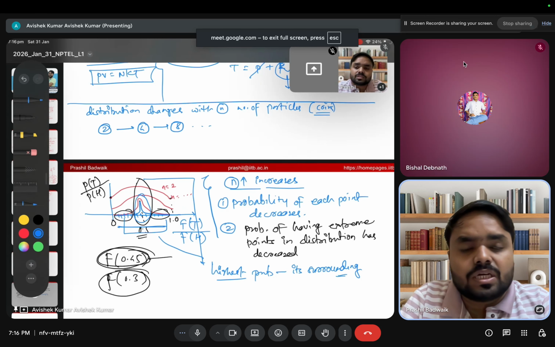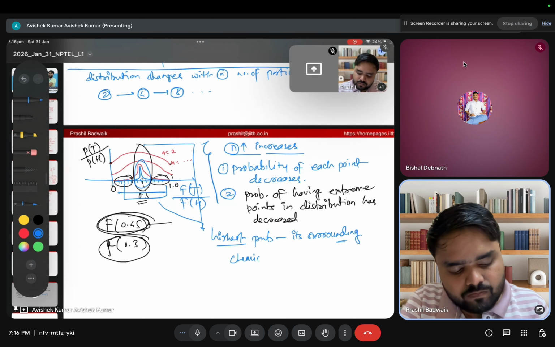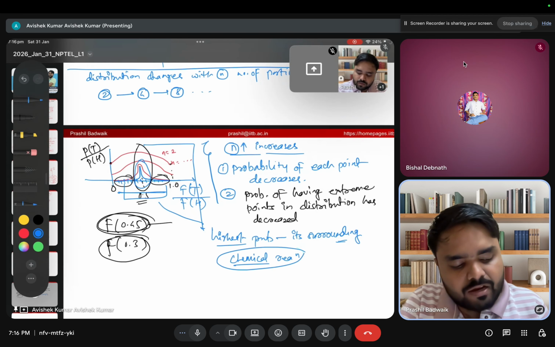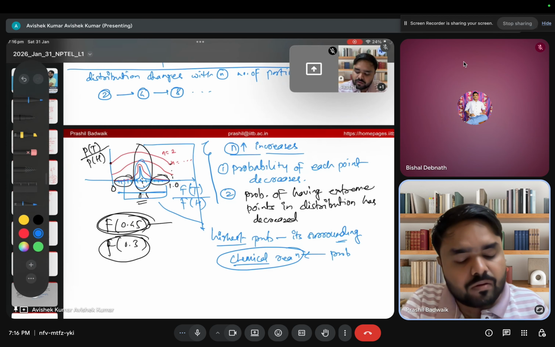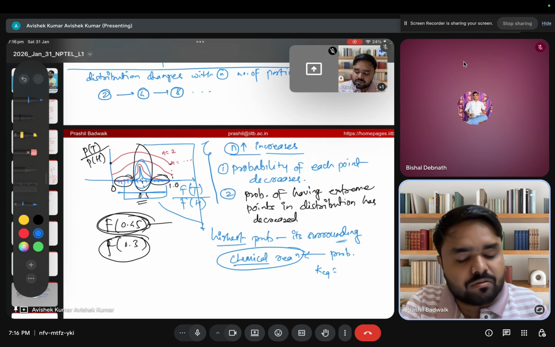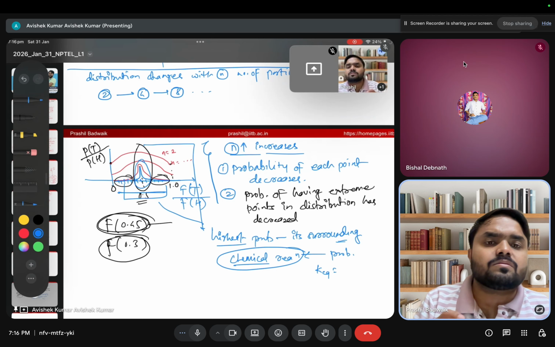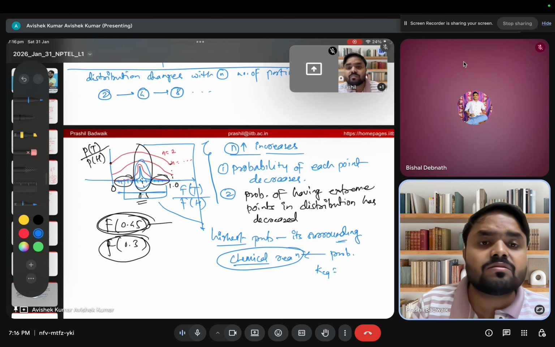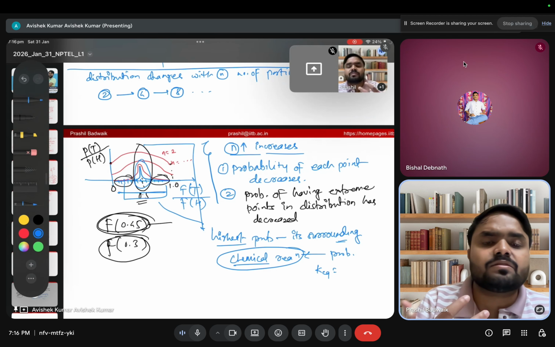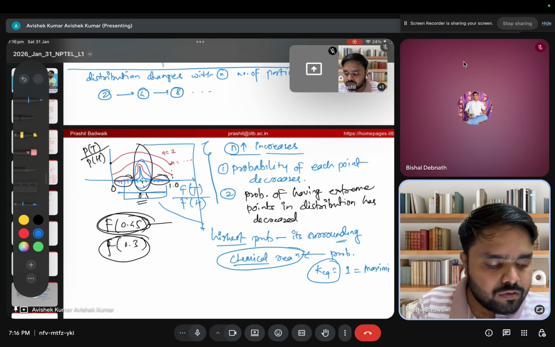Lastly, we also saw a chemical reaction, and we used a completely probabilistic way to understand the concept of the equilibrium constant, right? We noticed that equilibrium means something that maximizes W, and that came out to be 1, right? Maximization of W.